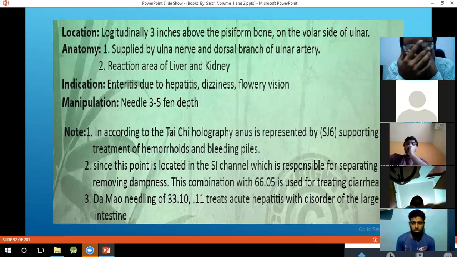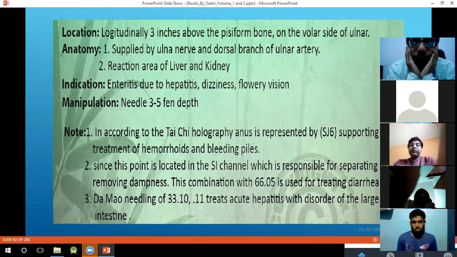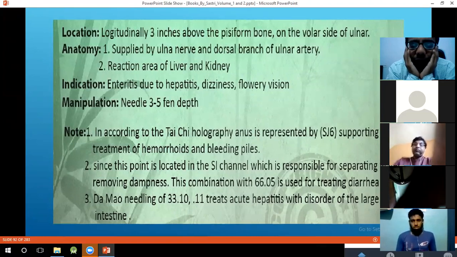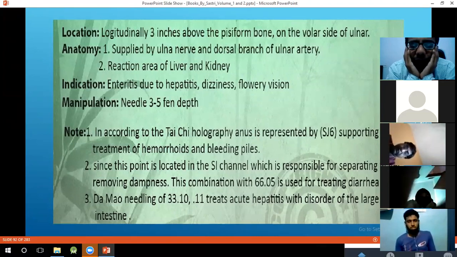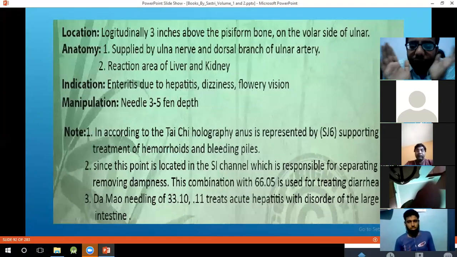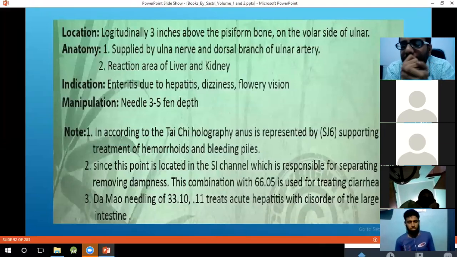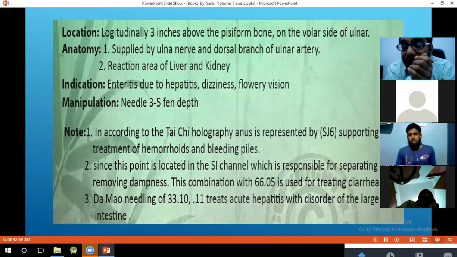In hepatitis, you will see people having a large number of knee pains. So what to do with these knee pains? Combine it with 11.09, and use 33.10 and 11 in addition to it, and you get very good results with that same combination. In hepatitis patients, generally we cannot opt for antibiotics at that stage because the liver is infected at that moment. So what to do?